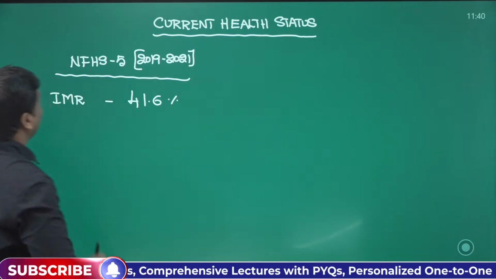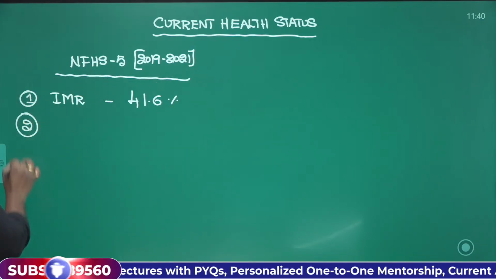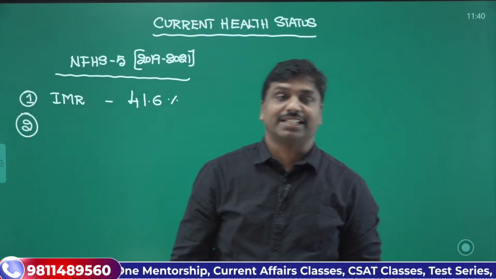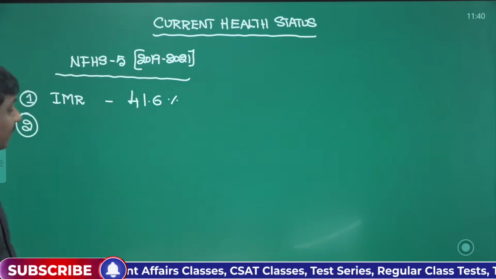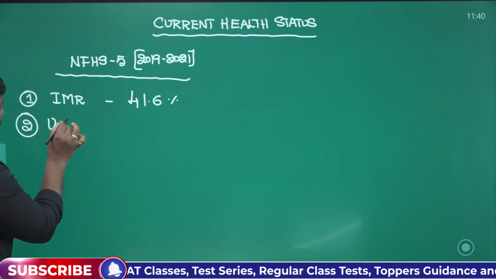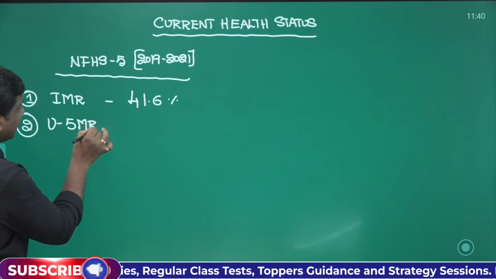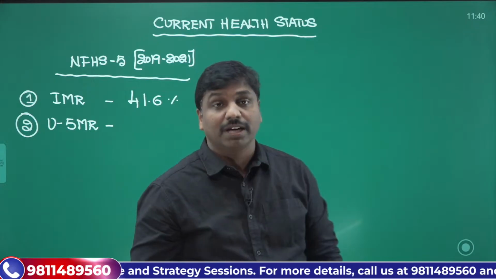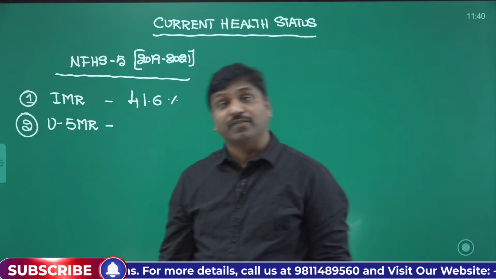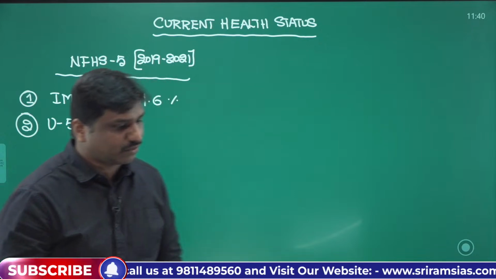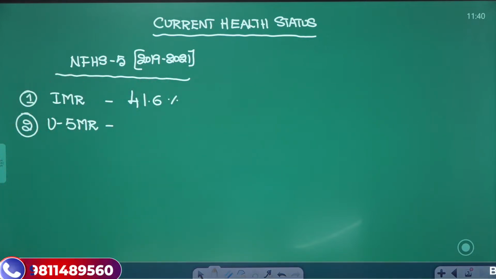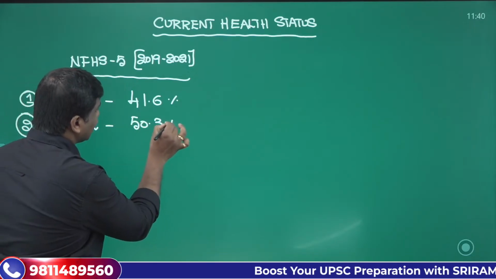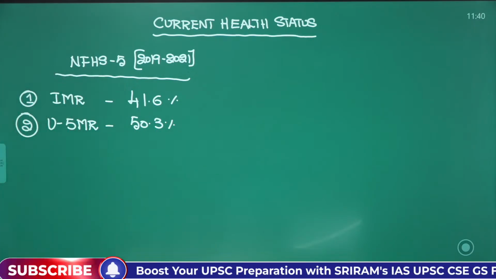This is one important astonishing health factor. Then the under 5 mortality rate, U5MR, where MR means mortality rate. This is the prevalence of children who are dying before 5 years, in their infancy. In that instance, the statistic is around 50.3. Look at the statistic.